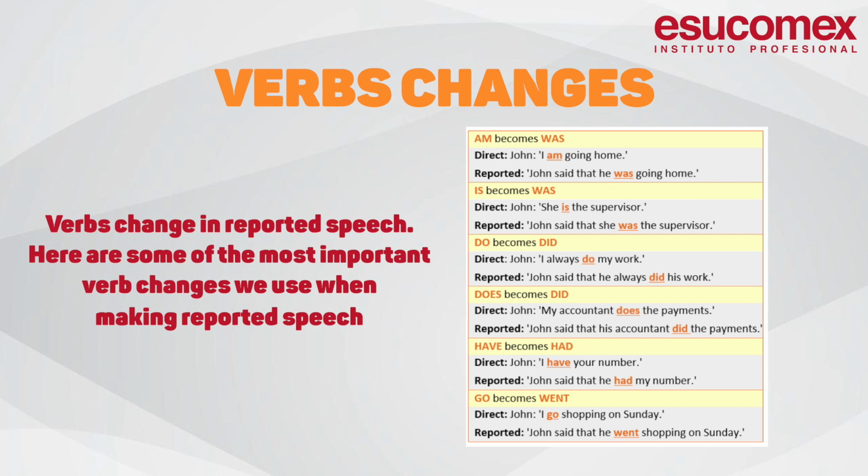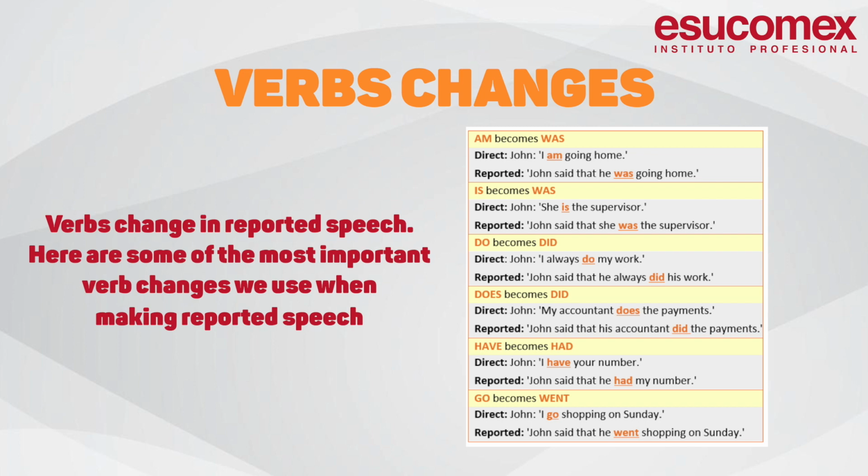Is becomes was. John: "She is the supervisor." This sentence in reported speech changes to: John said that she was the supervisor. Do becomes did. John: "I always do my work." Reported: John said that he always did his work.